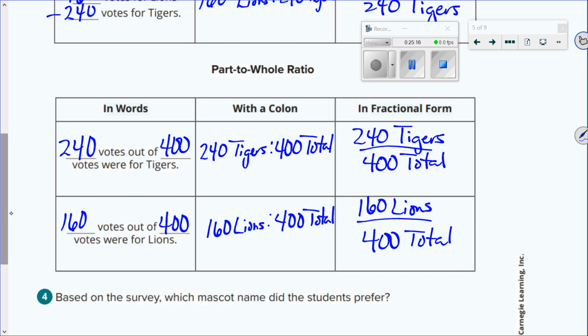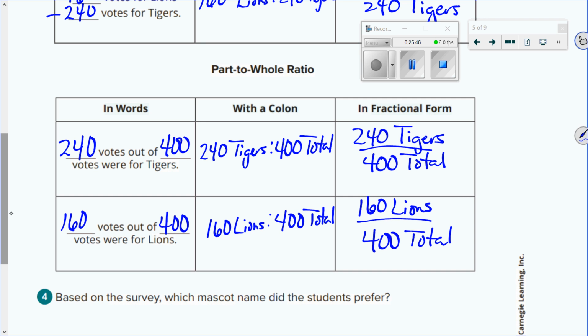Melinda? The 260 plus the 160 plus the 240. Because there was 240 for the Tigers, 160 for the Lions. They only had two choices, right? So that means if I add those together, I know what my total was. Does that make sense then? Yes. Sure, that works. Thank you.